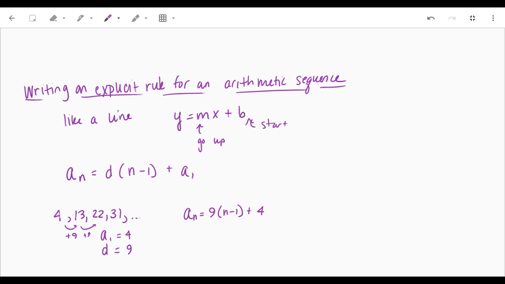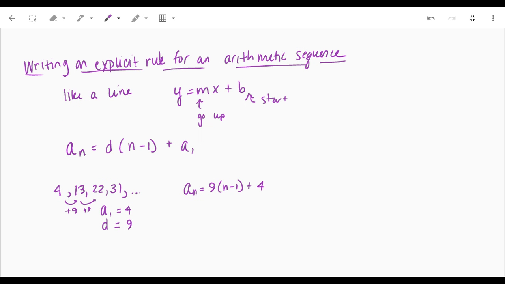All right. I am not sure if they're going to have you simplify that. We'll take a look when we get to that one. But you could distribute the 9. And then minus 9 plus 4 would be minus 5. You can also get that by looking, like if this is your first term at 4, if you were to work your way backwards, you'd have a negative 5 here. And that's exactly where that negative 5 is coming from.